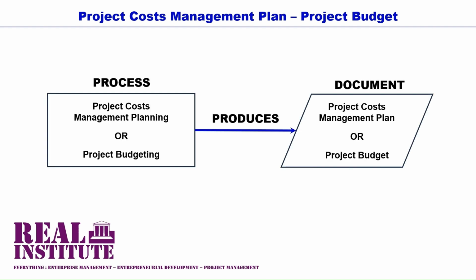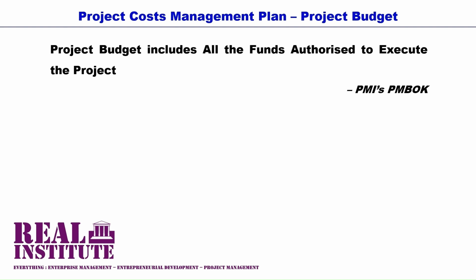Basically, cost management planning or project cost management planning or project budgeting produces a document or an artifact that is called a project cost management plan or a project budget. According to the PMI's PMBOK, project budget includes all the funds authorized to execute the project. The cost baseline is the approved version of the time-phased project budget that includes contingency reserves but excludes management reserves.